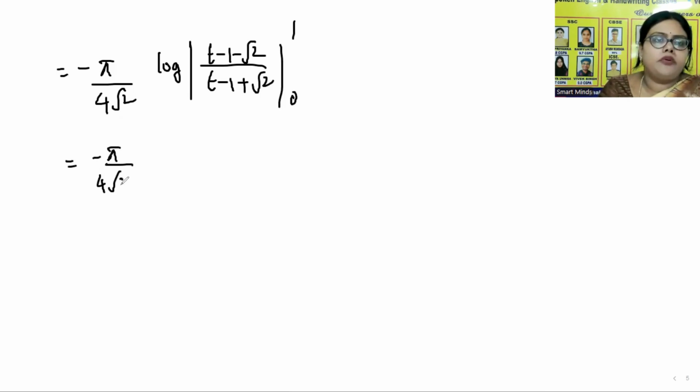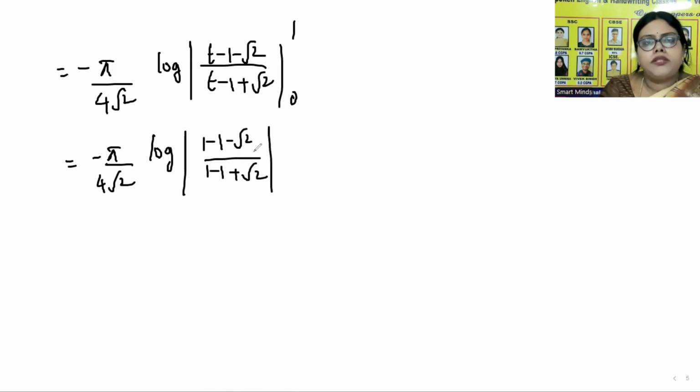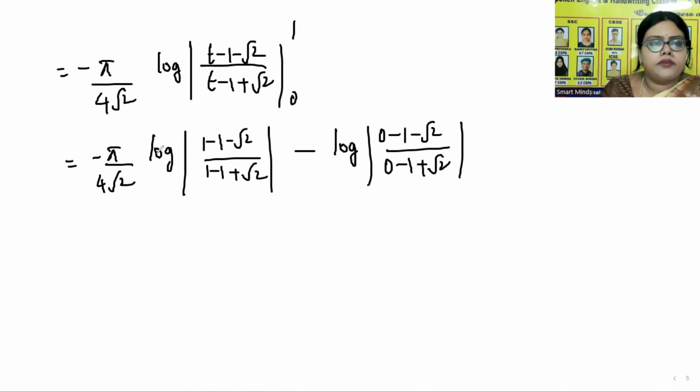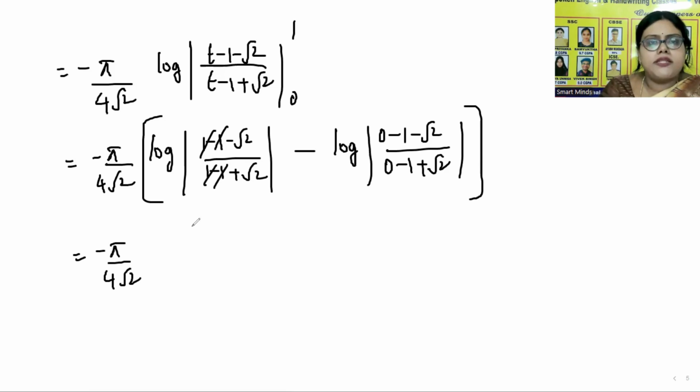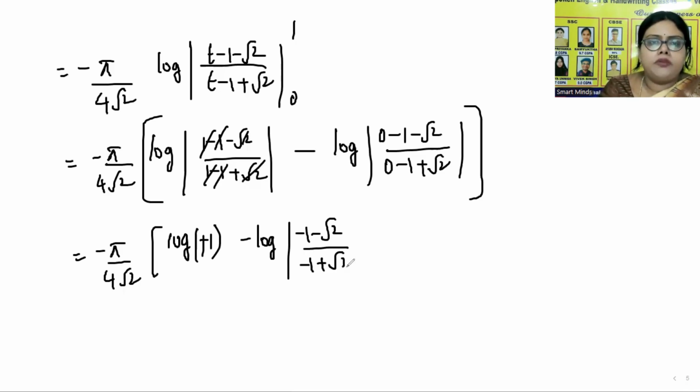That is minus pi by 4 root 2 log mod 1 minus 1 minus root 2 by 1 minus 1 plus root 2. This is upper limit minus log mod 0 minus 1 minus root 2 by 0 minus 1 plus root 2. So that is minus pi by 4 root 2 into, this cancels, this cancels, then again root 2 also cancels. So you got log of minus 1, or it is modulus, no? So you will get log of plus 1. Log of plus 1 minus log mod minus 1 minus root 2 by minus 1 plus root 2.